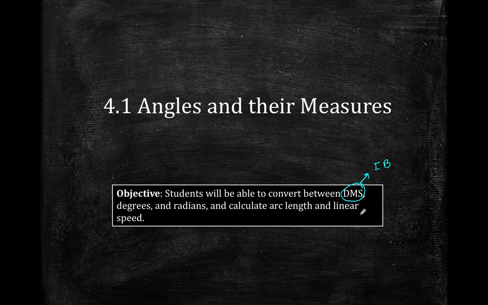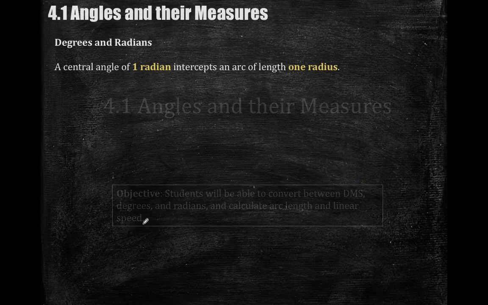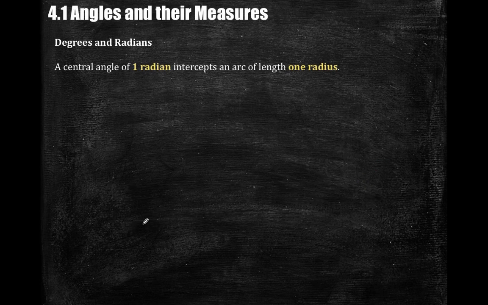You won't even need it in physics. You need degrees, but not the minutes and seconds. You definitely need to know how to go back and forth between degrees and radians. Arc length and linear speed are your two newer topics. So just some review: degrees and radians.